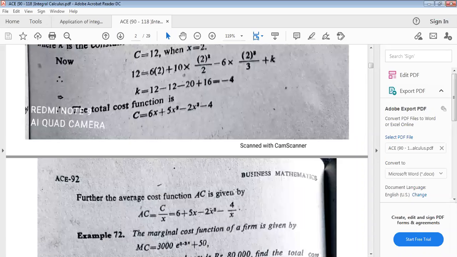Now average cost can be found as C divided by x. That means if we divide the total cost by the number of units, the output, we get average cost C by x. Taking x common from every term, x will be cancelled. Then 6, 5x minus 2x squared, and minus 4 by x. This is the actual result.